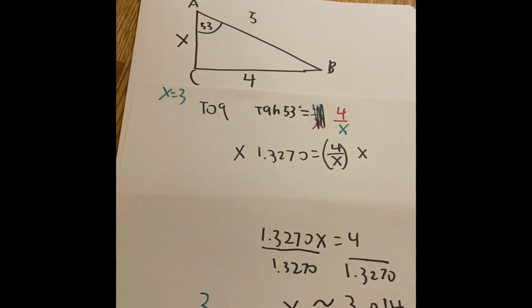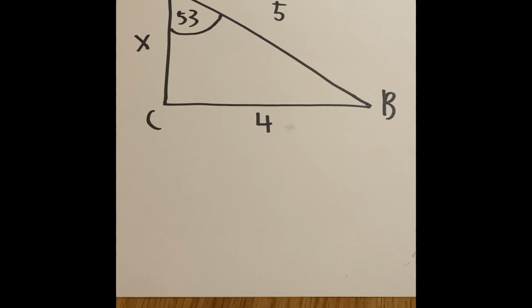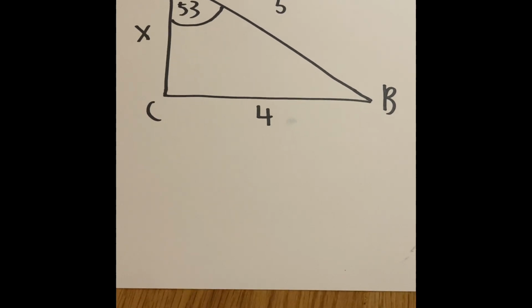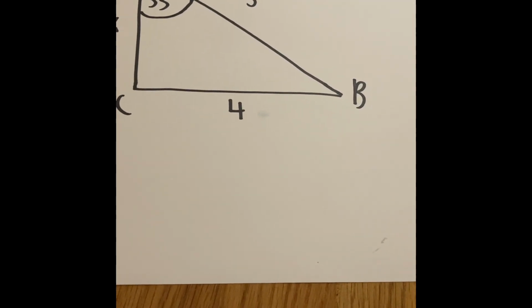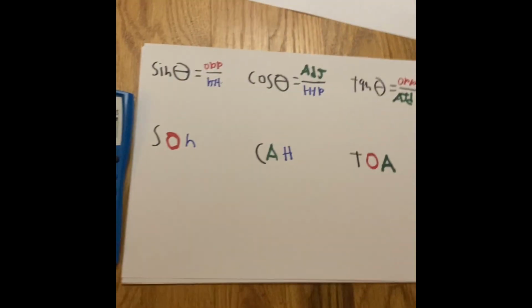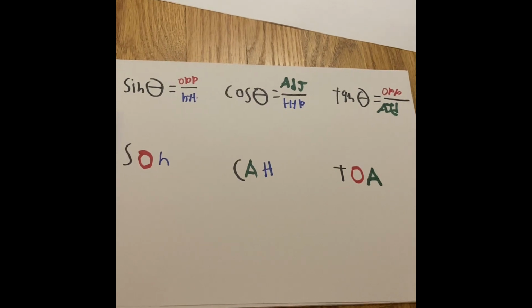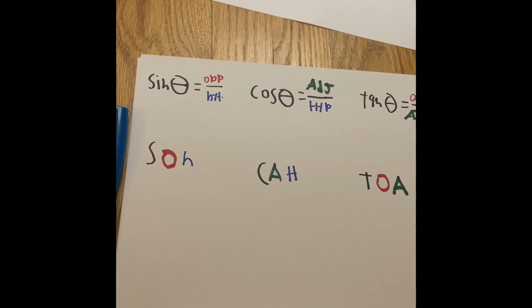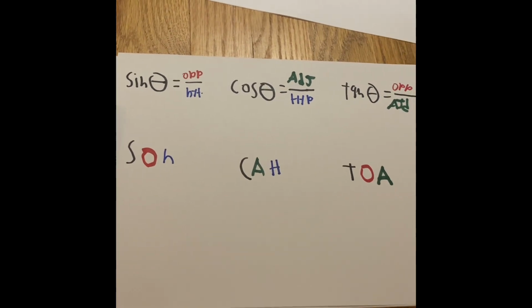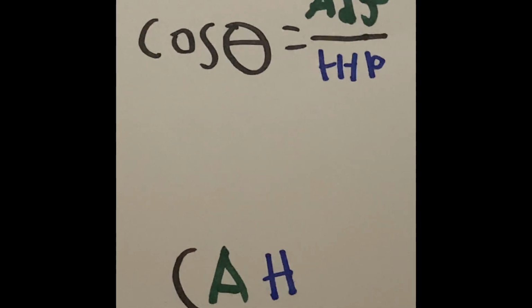Now, what happens if we use something else? We have the same problem again, but we are not going to use the tangent because we're going to use something else. What can we do this time? Going back to SOHCAHTOA, what can we use? Well, what we can use is the cosine, and the cosine is adjacent divided by the hypotenuse.